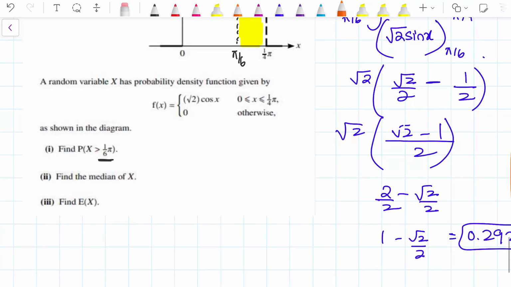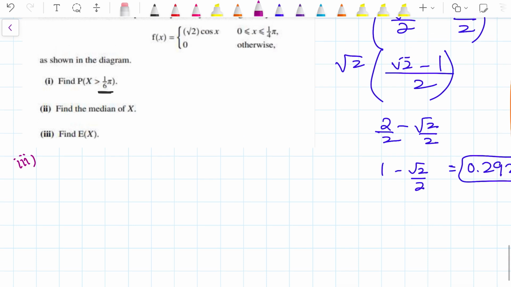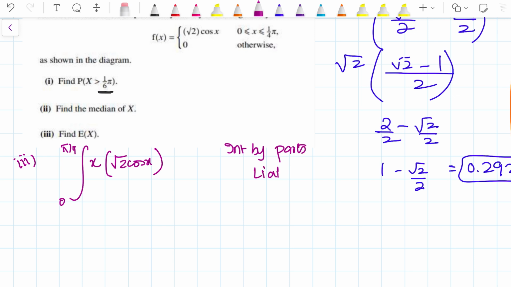Now the third part. The third part says we have to find out the expectation. Remember, for the expectation, we need to multiply the function with x and then integrate it with the full limit. Now the problem here is I can't integrate x cos x directly. I have to use integration by parts. And the rule is LIATE or ILATE. Same thing, no issues. Algebra and trig. When algebra comes first, you take this as u and the other part is taken as cos x.